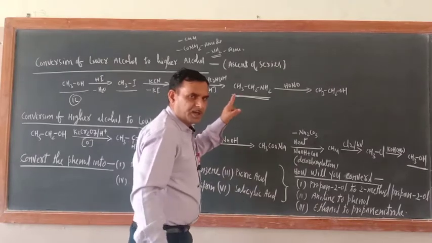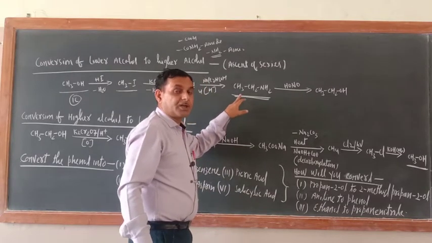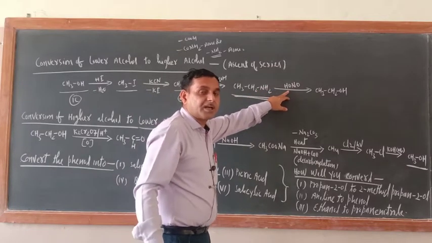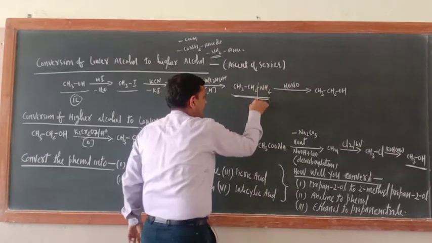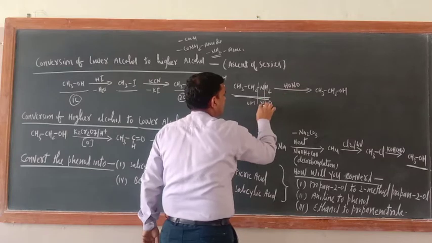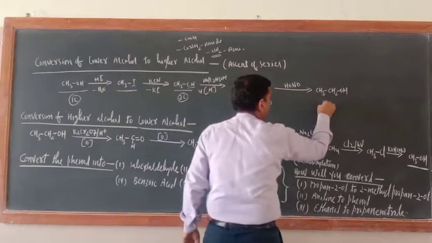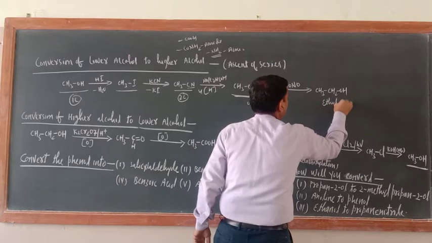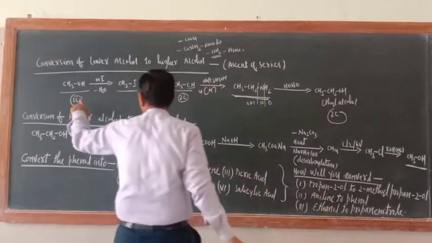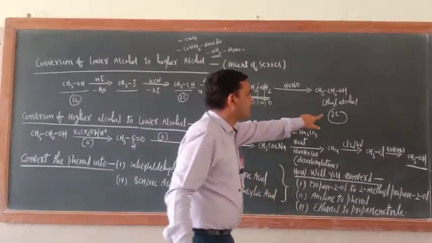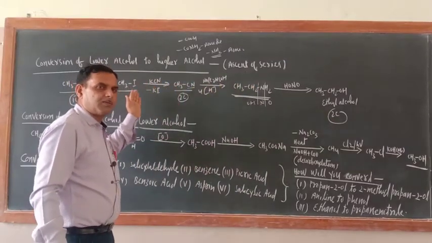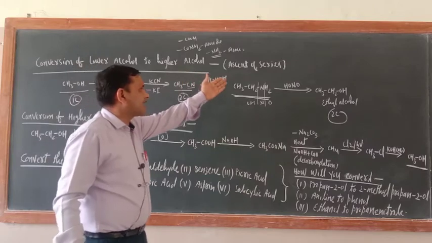Now in alcohol I taught you one reaction, the reaction of alcohol with nitrous acid, which can be written as HONO. Here give OH, here give N, here give O. You have got ethyl alcohol. So you started with a one carbon atom alcohol, and here a two carbon atom alcohol is there. That is why this is an example of conversion of lower alcohol to higher alcohol, or ascent of series.